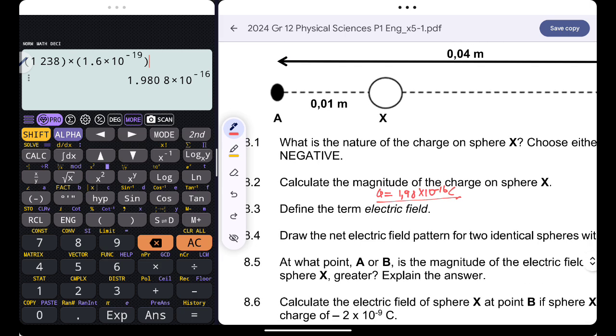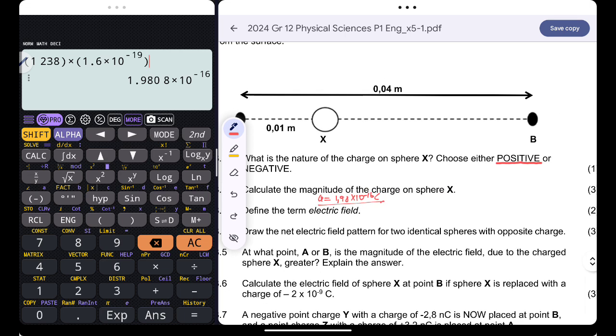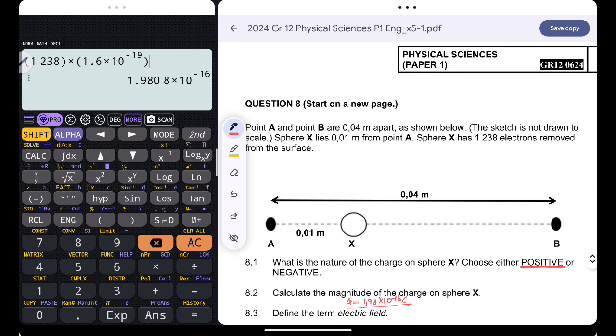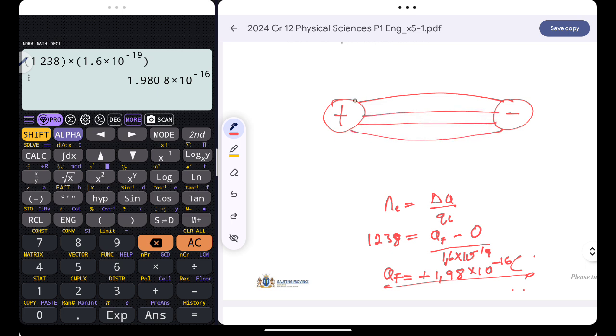Now they want us to draw a net electric field pattern for two identical spheres with opposite charges. That thing will just be like this. I'll have a positive charge and a negative charge. Since the two charges are identical, it simply means that the field lines need to be the same in length, and they have to be equal as well.